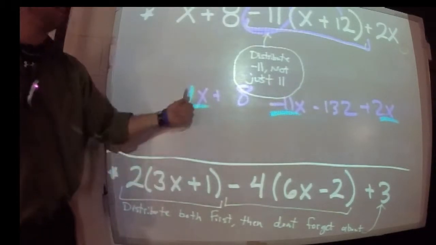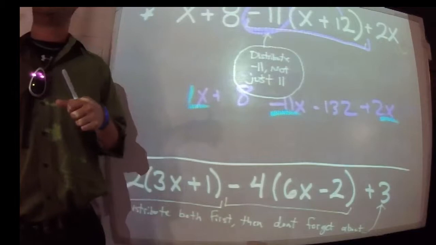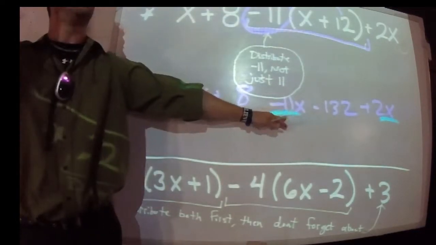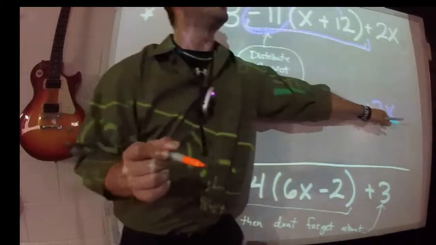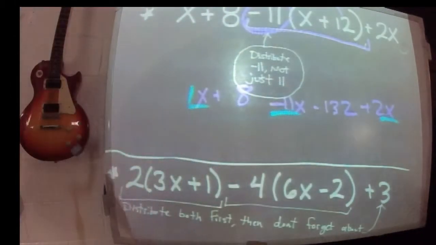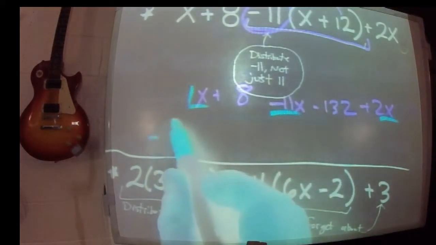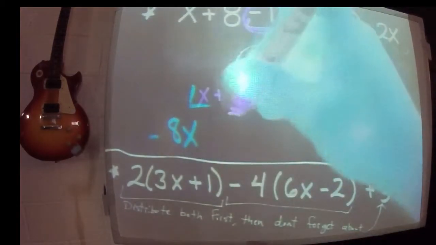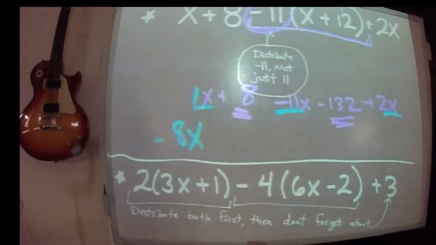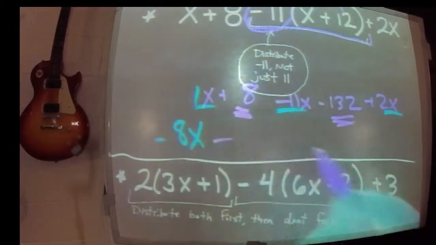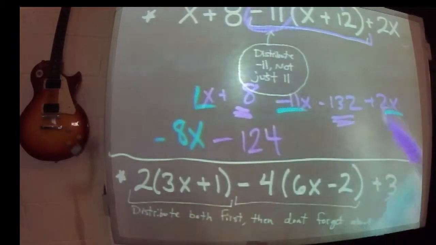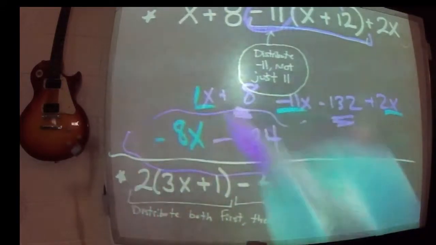It's not 0. What is 1 minus 11? Negative 10. Add 2 to that and it's negative 8. Negative 8x. Now, the rest of them are just numbers. 8 minus 132 is negative what? Negative big number. And that is specifically negative 124.